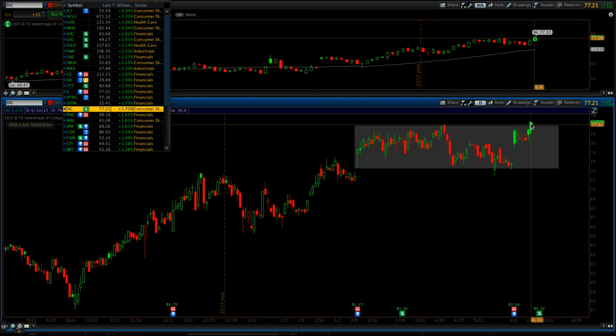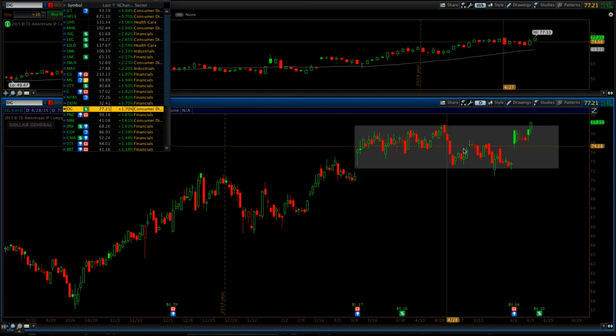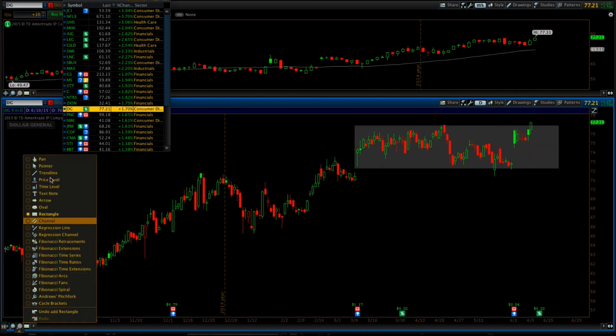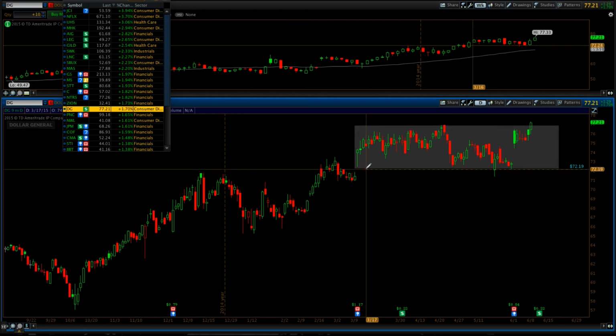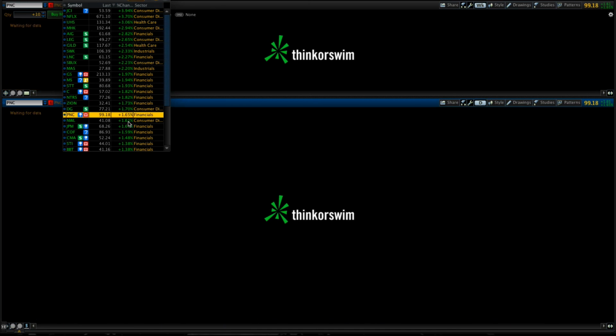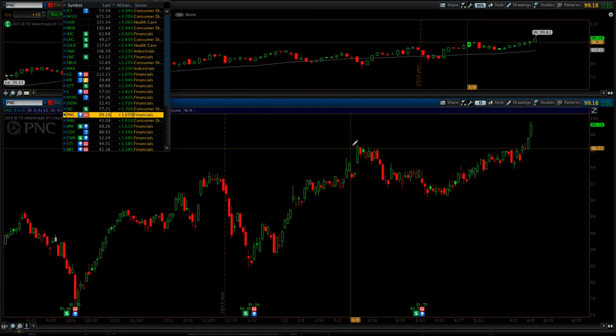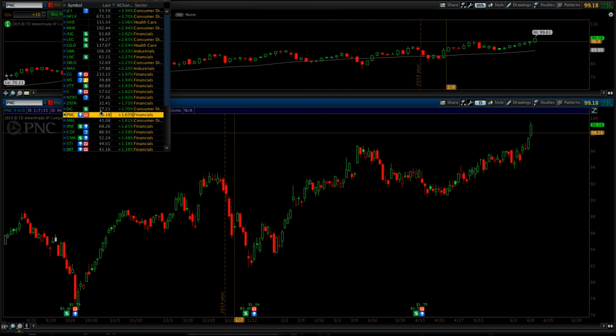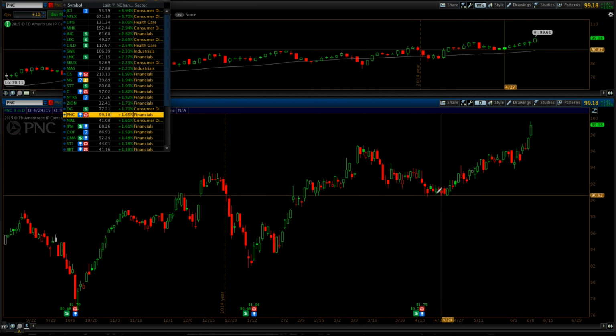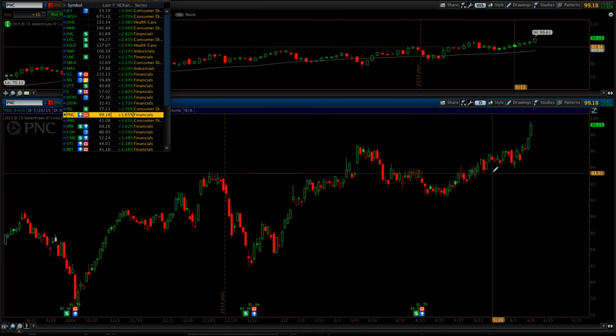Okay, so a breakout over that 77 area, and stop would go down here at 72. All right, so there's a trade for you. PNC, again, members were alerted to this one yesterday. That's a continuation of yesterday's breakout. So if you want to take that one, stop can be down here at 90 or even a little bit tighter at 93.